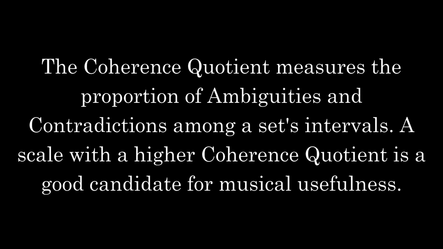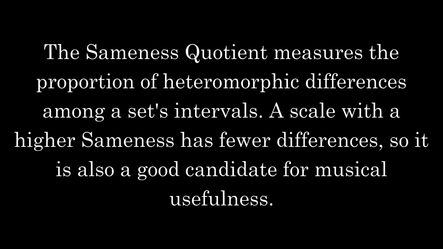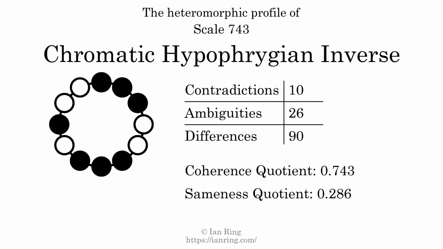The coherence quotient measures the proportion of ambiguities and contradictions among a set's intervals. A scale with a higher coherence quotient is a good candidate for musical usefulness. The coherence quotient is 0.743. The sameness quotient measures the proportion of heteromorphic differences among a set's intervals. A scale with a higher sameness has fewer differences, so it is also a good candidate for musical usefulness. The sameness quotient is 0.286.